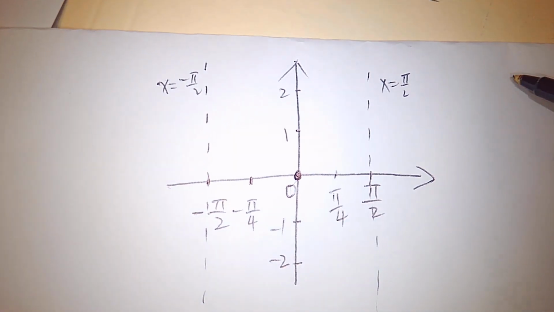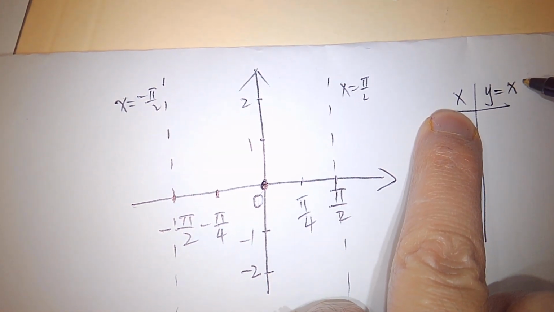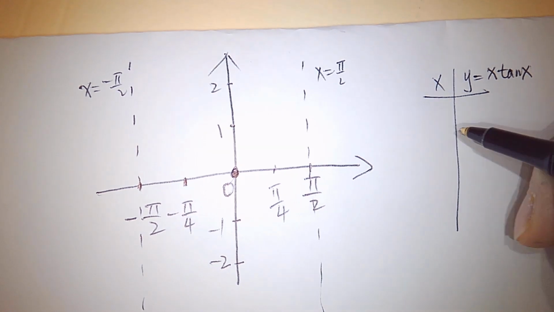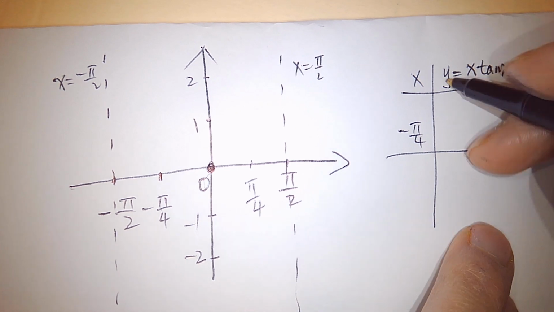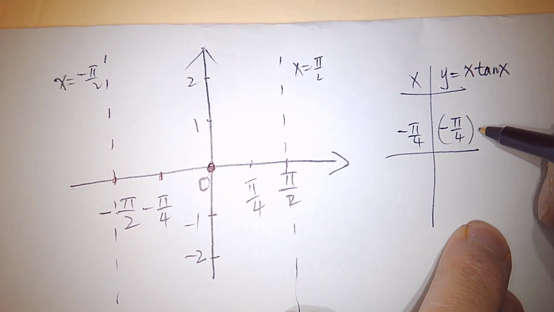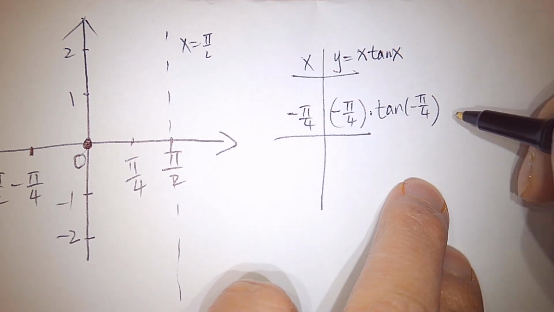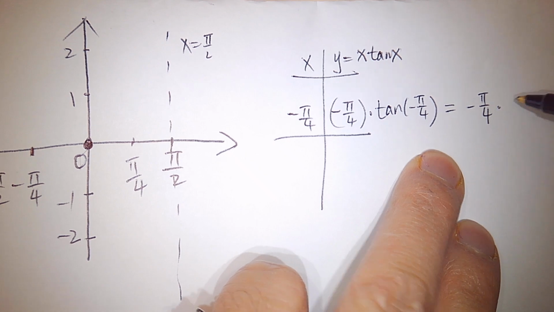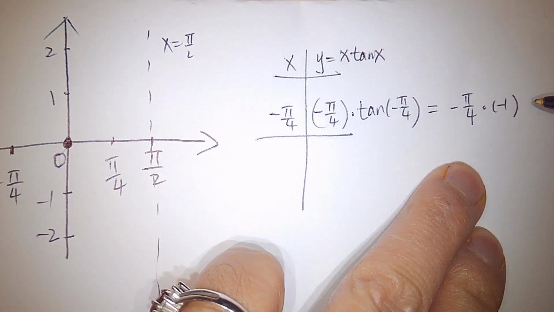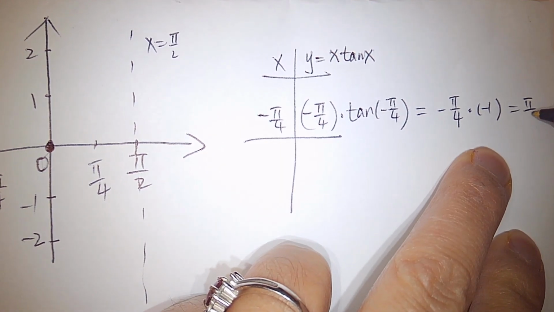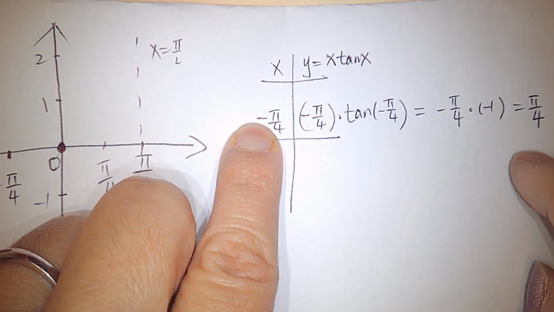So let's still get some key values. y equals x times tangent of x. How about when x equals negative pi over 4? x is negative pi over 4 times tangent of negative pi over 4. What is tangent of negative pi over 4? Just now we did it, right? Negative 1. So eventually it gives us positive pi over 4. You see that? x equals negative pi over 4, y equals pi over 4.